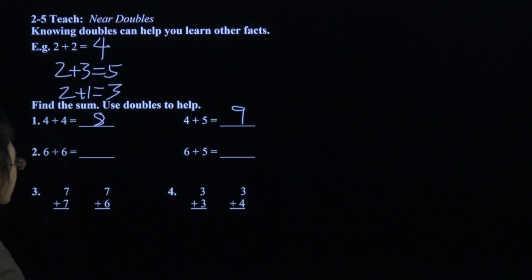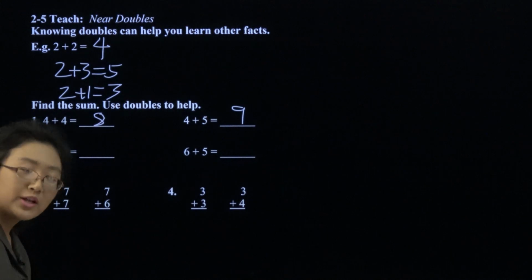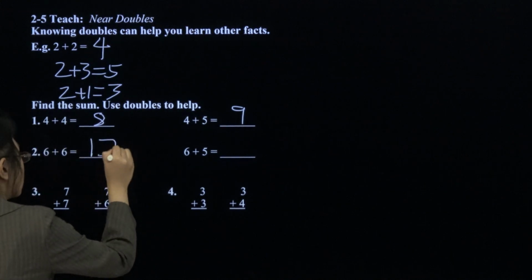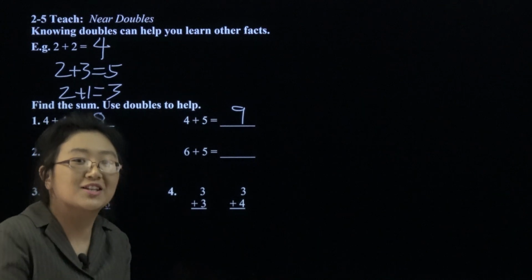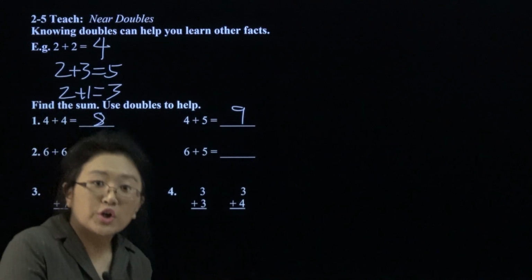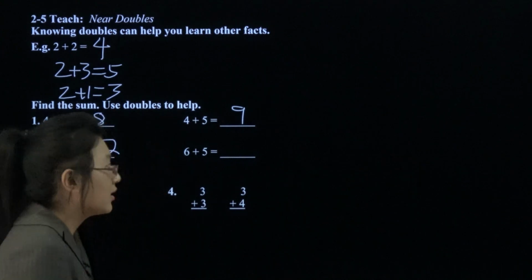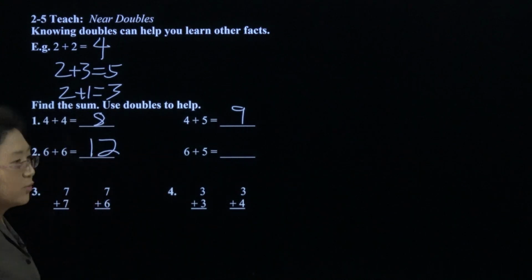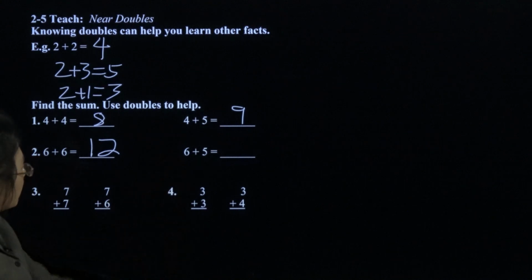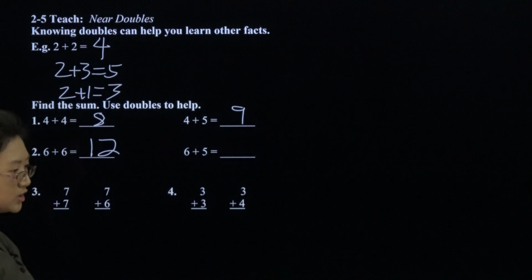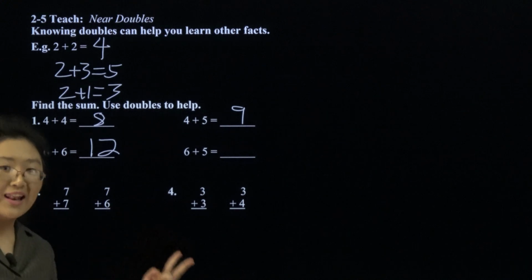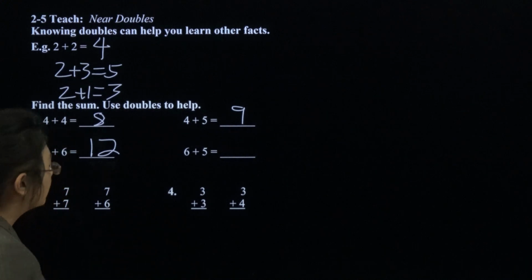Alright, 6 plus 6. If you remember your doubles, or just if you remember your single digit addition, which you should, try hard, do it. I believe that you can do it. 12. Now 6 plus 5 is equal to 1 less than 12, which is 10, 11. 11.